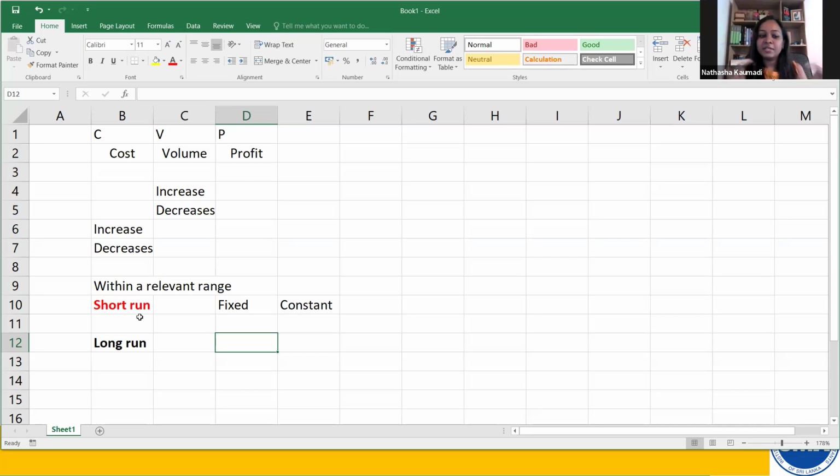So in that case, short run and long run are different. That's the main difference, right? Most of the things are fixed in the short run, but most of the things are not fixed; they are variable, coming under the long run.